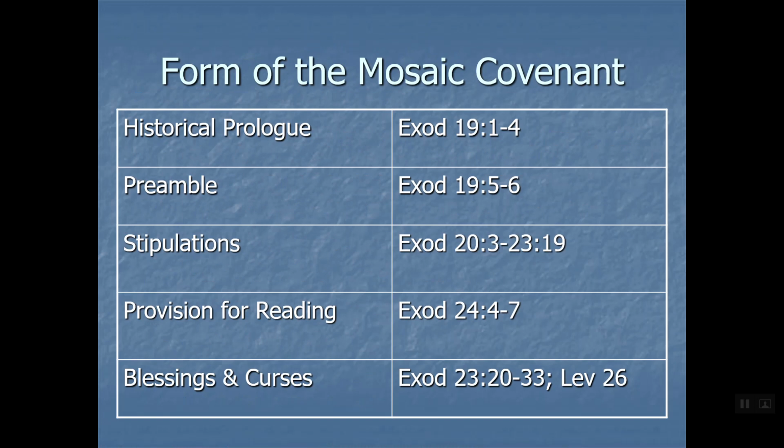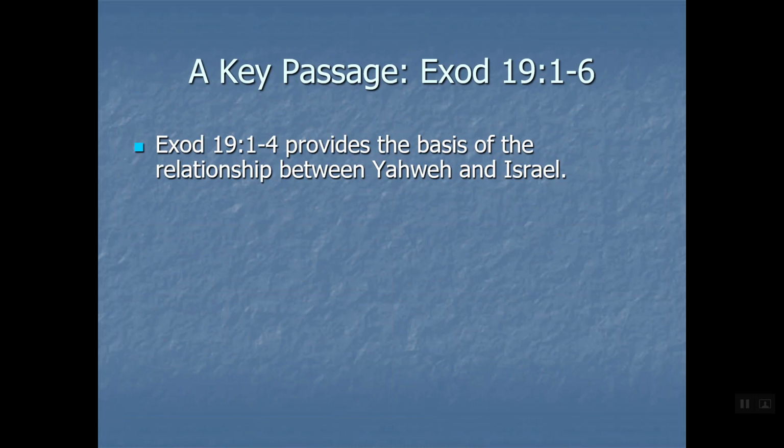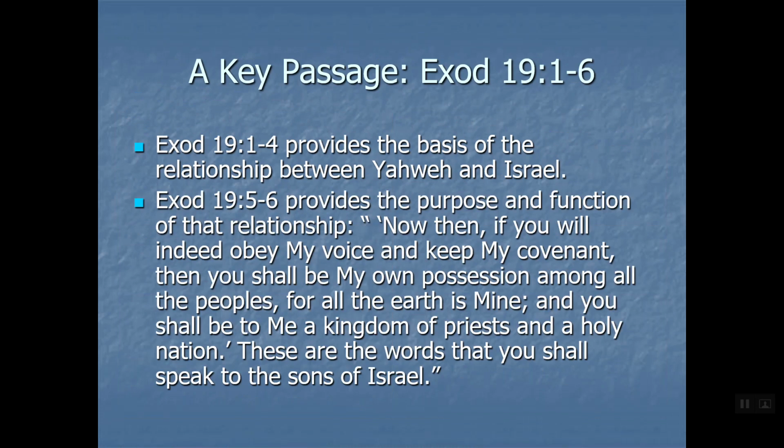All right, because we've already done the Mosaic covenant, I'll just blow through these really quickly. These are all things that we have talked about before. This is just the format of Exodus 19 through 24, and the fact that it matches up with other covenants between nations and nations that were conquered. It's called a suzerain vassal treaty. It has a historical prologue, a preamble, stipulations, a provision for reading the covenant on a regular basis, and blessings and curses that line up with either obedience or disobedience.